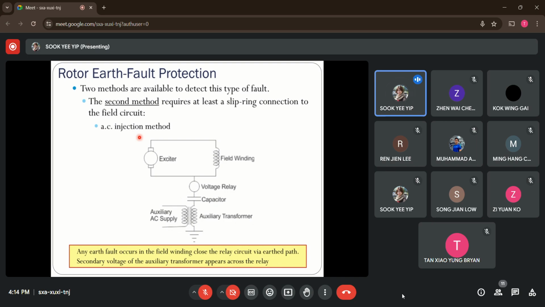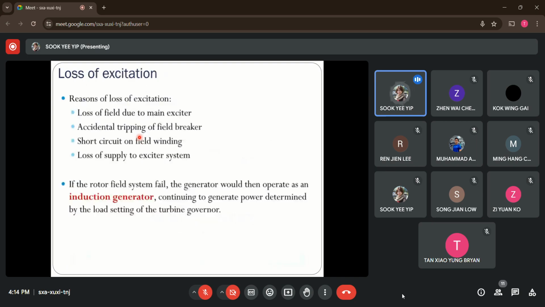All right. Now let's move to the next problem that can occur as a rotor fault for generators, known as loss of excitation. This is because we have a rotor field system failure. So how does it actually occur? It's due to these four reasons. First is loss of field due to the main exciter, so it doesn't have the magnetic field being dragged. That's why we have failure of the generator.